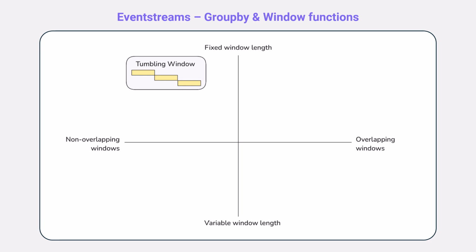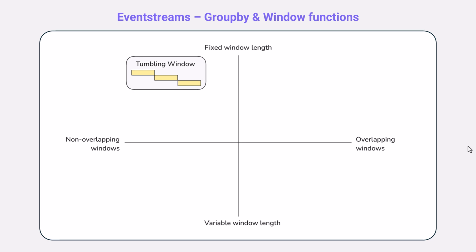So the first one, and the most basic one, is the tumbling window, which is categorized by having fixed window length and non-overlapping windows, right? So we can have a window length of 1 minute, for example. Each window will be 1 minute and they'll start one after the other, but they won't overlap.